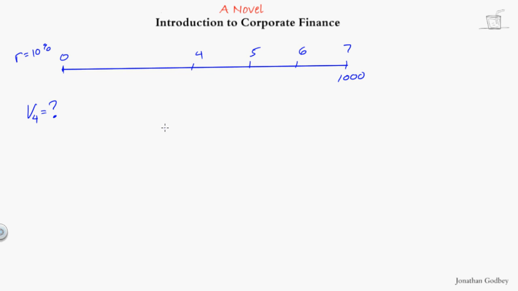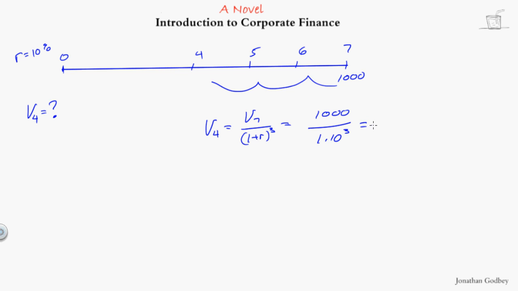Well, present value in this case doesn't really mean the value today. The value in year 4 is equal to the value in year 7 divided by 1 plus r to the what? Well, I go back 1, 2, 3 steps. So that would be to the third. So this would be $1,000 divided by 1.10 to the third, which is equal to $751.31.